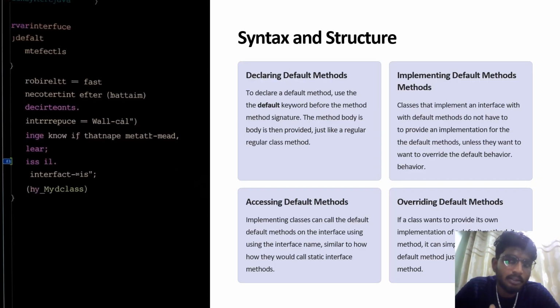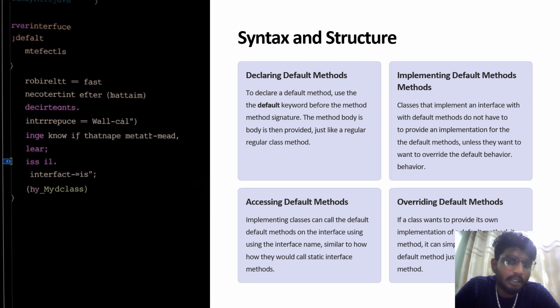Syntax and structure. Declaring default methods. To declare a default method, we need to use the default keyword before the method signature. The method body is then provided just like a regular class method. Implementing default methods. Classes that implement an interface with a default method do not have to provide the implementation for a default method unless they want to override that default behavior.